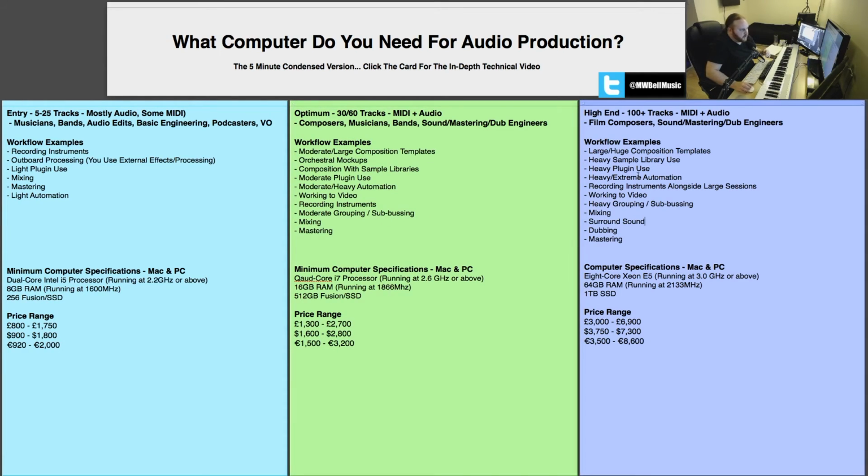Now we move into the high end. So this is 100 plus, 200 plus tracks, large composition templates. Your heavy use of sample libraries. You're also working to video. You're using lots of EQ, lots of compression, limiting. Heavy grouping, heavy busing, you're mixing, you're even doing surround sound mixing, you're dubbing film sessions with all the different elements, you're mastering. You guys are going to need a heavy system.